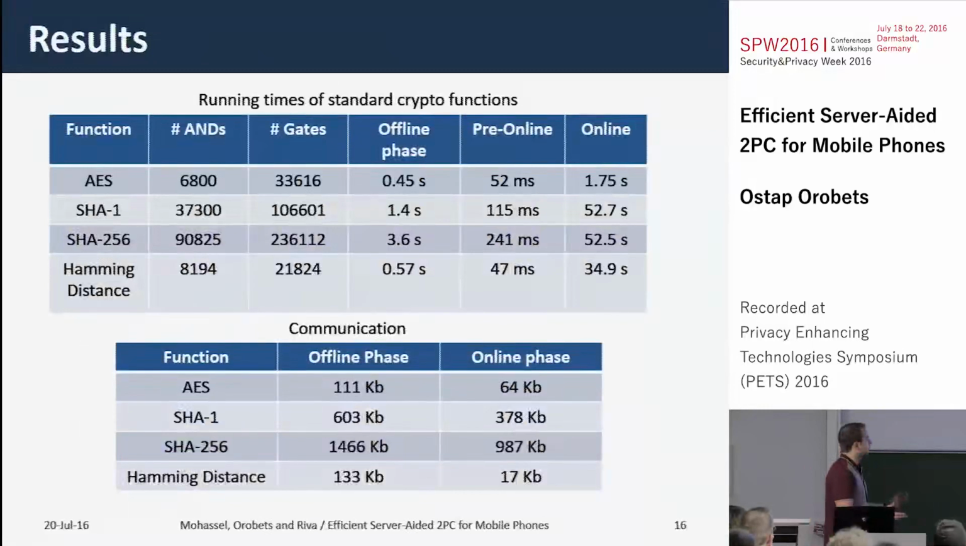We ran our computation against standard crypto circuits. We were able to run AES in 1.5 seconds. More interesting are SHA-1 and SHA-256, which ran in about the same time, but the difference in AND gates is almost tripled. We also had a very efficient online phase, which required only 64 bits of communication for AES. And you can see that the offline phase, which can be done in advance, requires way more communication.